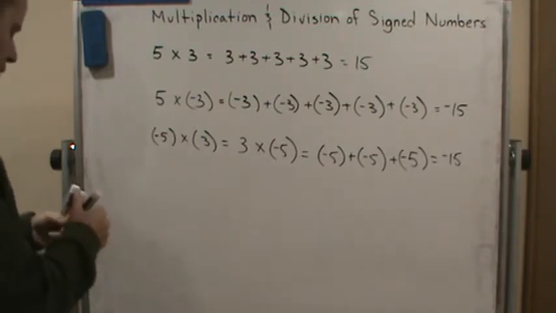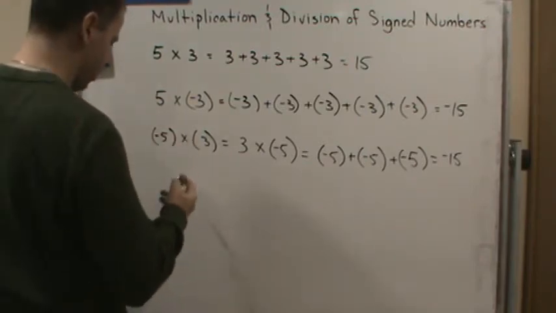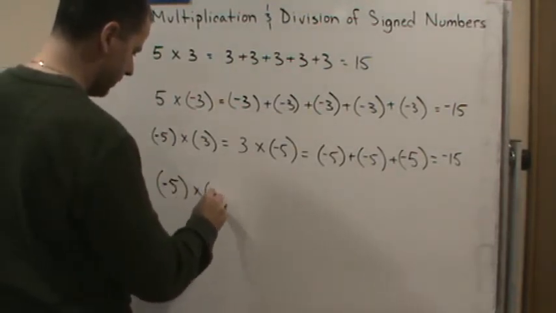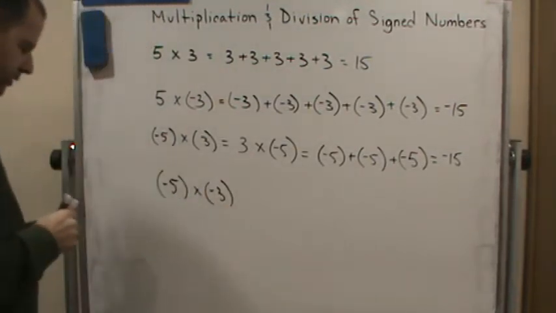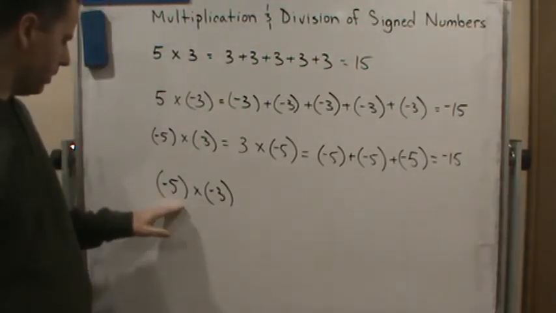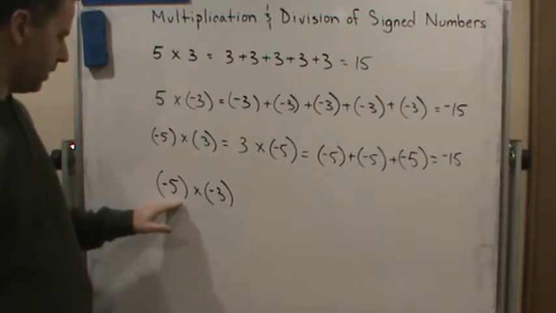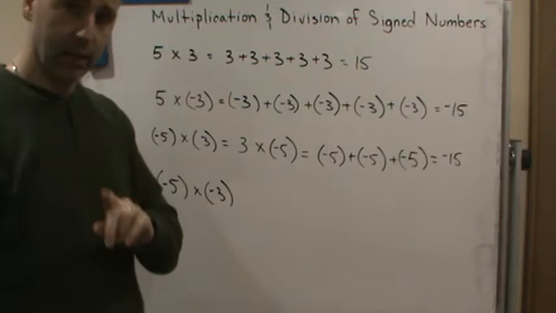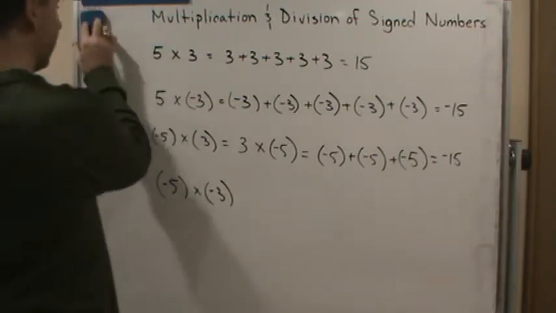Okay, so let's do one more. What about this one? What if we have negative 5 times negative 3? So what does this mean? So we have negative 5 groups of negative 3? Well, let's look at a pattern. Let's see if we can find a pattern here.